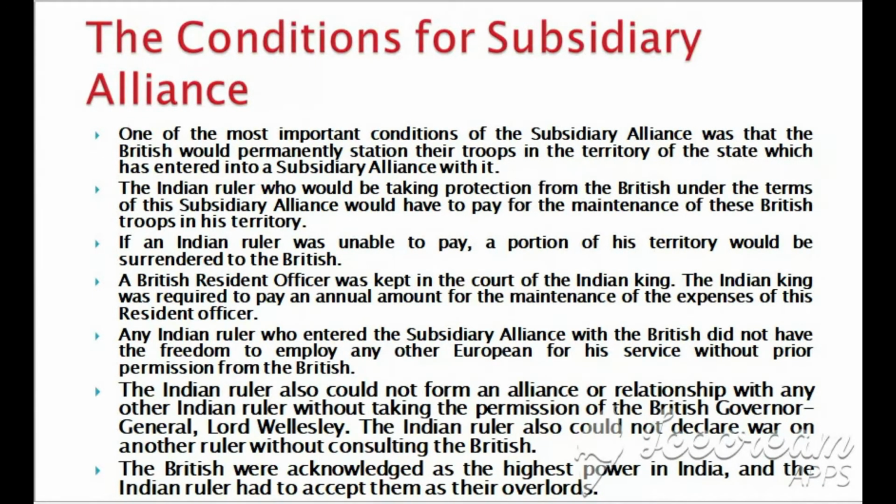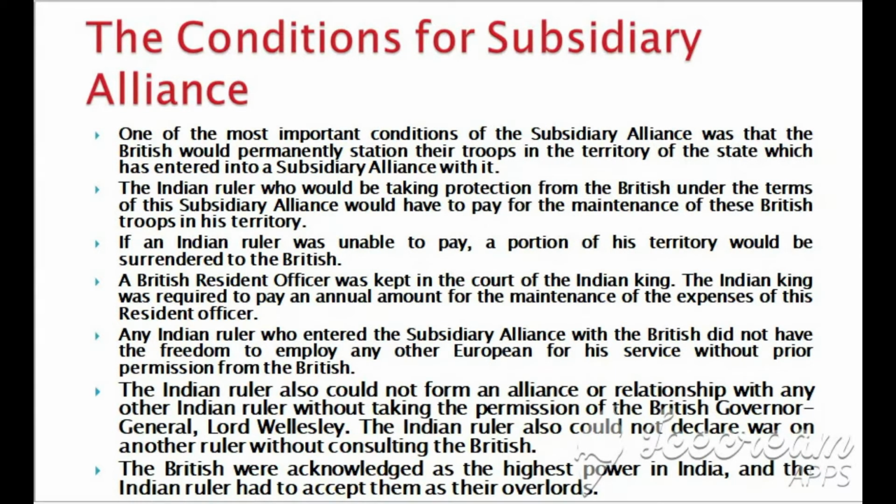The Indian ruler who would be taking protection from the British under the terms of this subsidiary alliance would have to pay for the maintenance of these British troops in his territory. If an Indian ruler was unable to pay, a portion of his territory would be surrendered to the British. A British resident officer was kept in the court of the Indian king. The Indian king was required to pay an annual amount for the maintenance of the expenses of this resident officer.